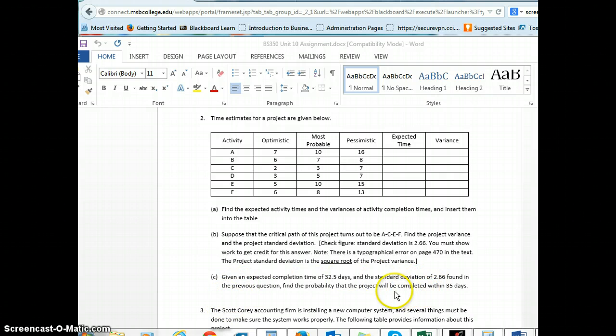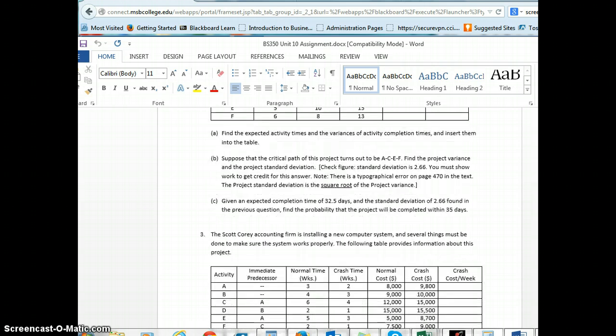And then it asks you to find the probability of the project being completed within 35 days. So here's where you're also going to go to page 33 of the PowerPoint to make sure you understand how to get the probability of completion. Once you calculate the variance of the project, you're going to use that information to go to Appendix A of your textbook to find out what the actual probability of completion is. So make sure you review slide 33 and you're using Appendix A to answer this part C of problem 2.